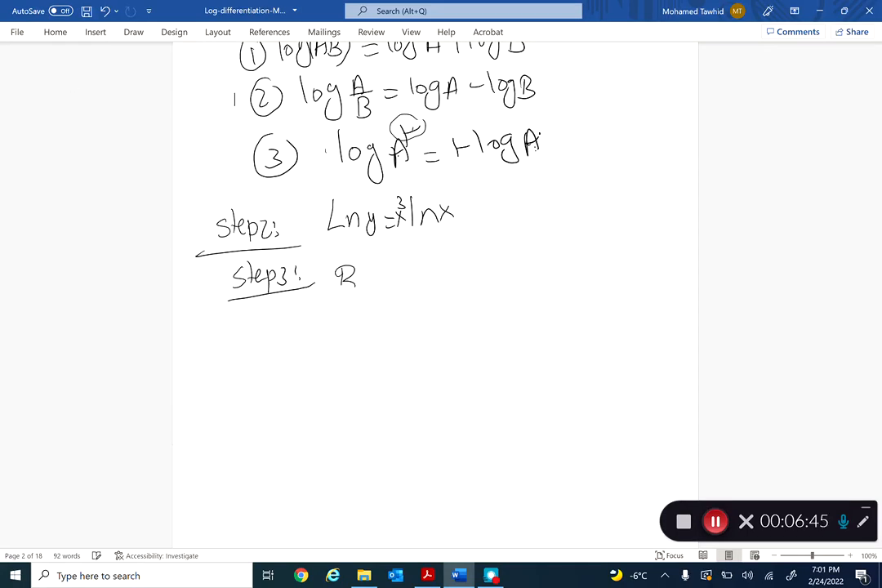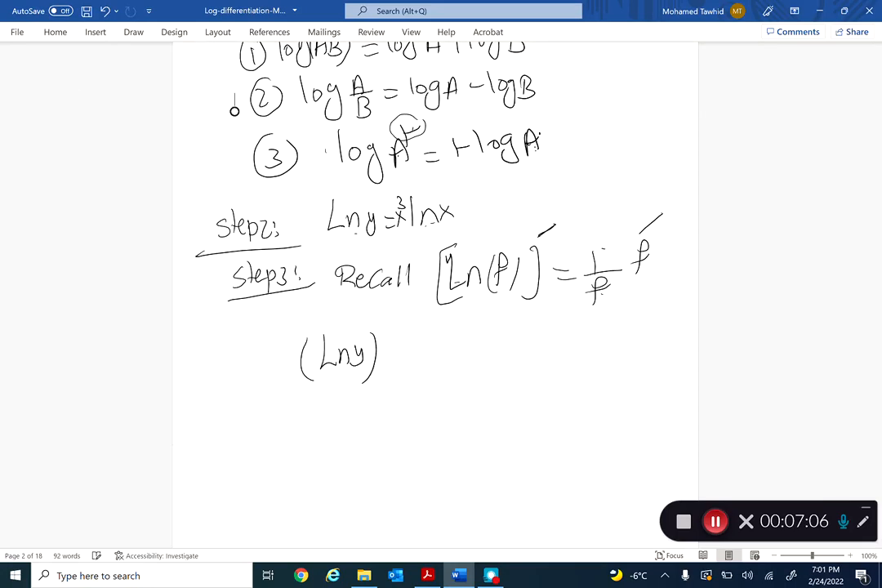Let us recall the derivative rule: if you have ln f and I need to take its derivative, it will be 1 over f multiplied by f prime. That's the rule we have taken before. So now I have to take the derivative of both sides, the left hand side ln y, and also the right hand side.